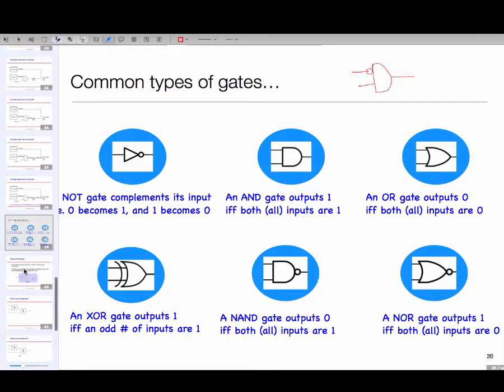So these are common types of gates. Clearly, looking at this, I can make a NAND gate using an inverter and an AND gate. I can make a NOR gate using an inverter and an OR gate. Later on, we will see that I can likewise make an AND gate by using an inverter and a NAND gate. I can make an OR gate by using an inverter and a NOR gate. So as you can see, I have redundancy in these things. Not all of these gates are essential.